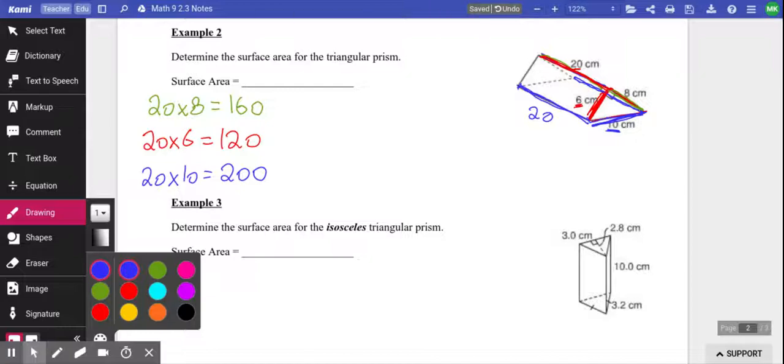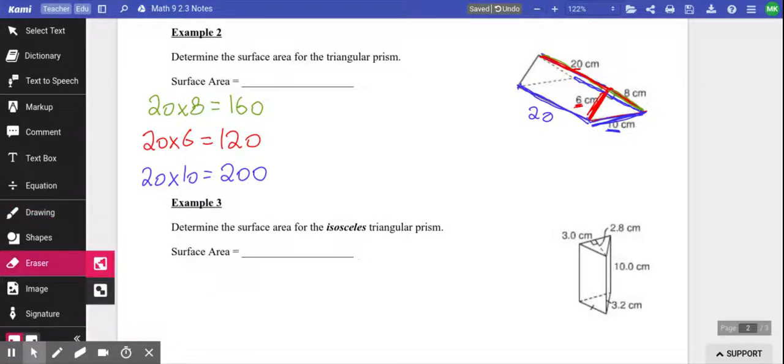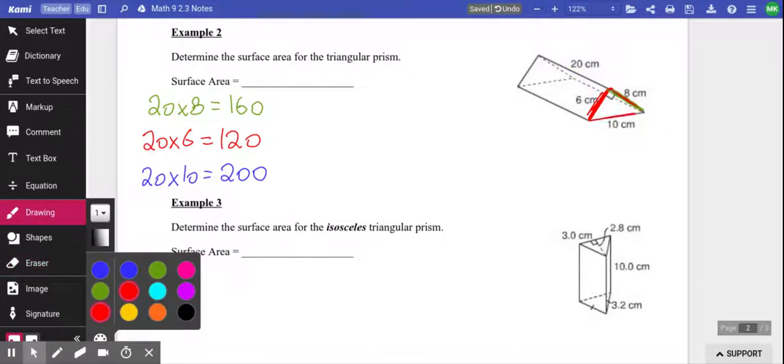The order that you do them doesn't matter. If you calculate them in a different order, that's fine, but make sure you're calculating all 3 of them. The next side that I haven't done yet is my triangle. Looking at my triangle, I try to draw it in red here.